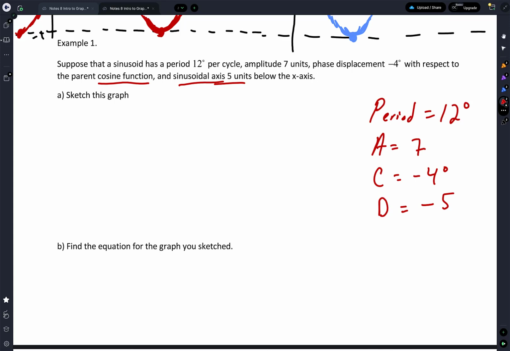Sketch this graph. Okay. Let's draw a grid first. Let's see. I'm going to draw the x-axis first. And let me put the x-axis a little higher.